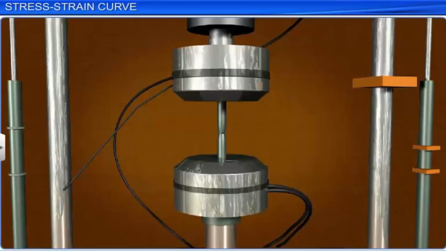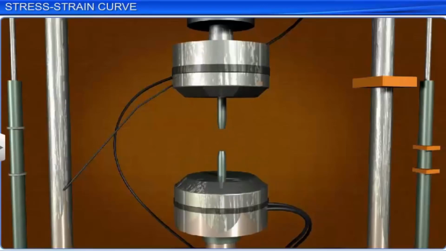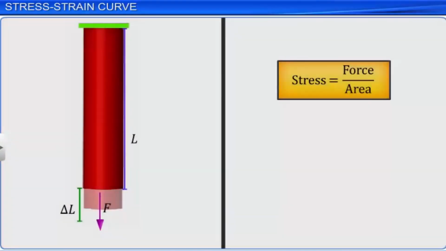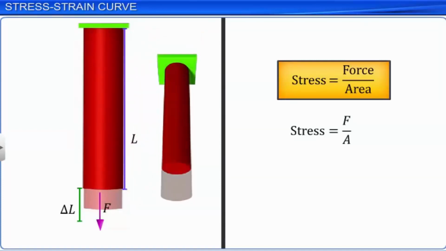The stress is calculated by dividing the load F by the original area of cross-section A of the rod. The strain is calculated by dividing the elongation delta L by the original length L of the rod.